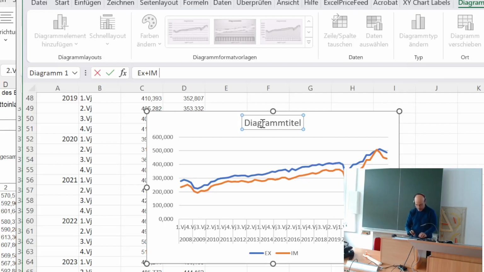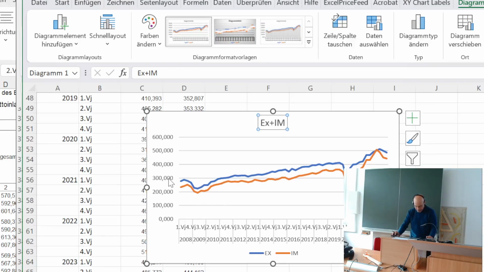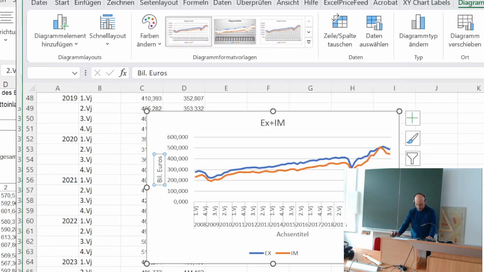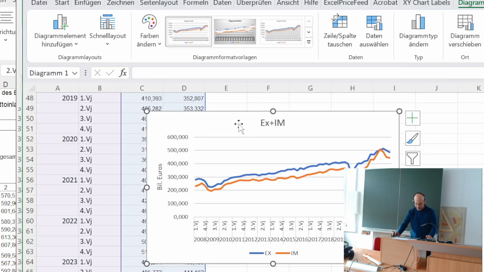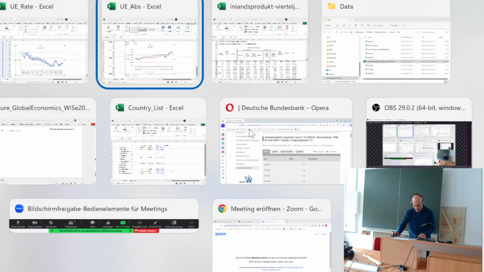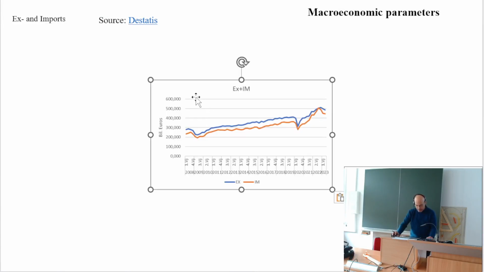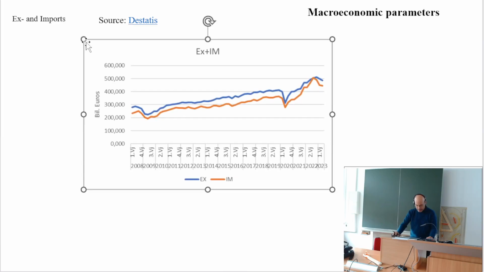X plus imports, and then on the vertical axis we have billion euros. So then you also know that you have nominal numbers here, and please be careful that you always, as I already mentioned, use the right units on your diagrams.